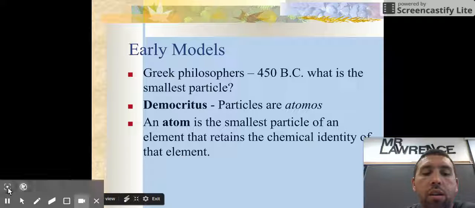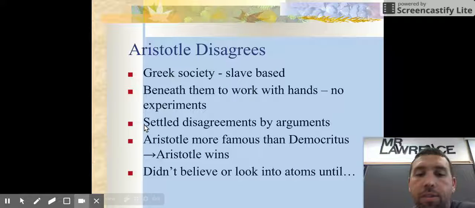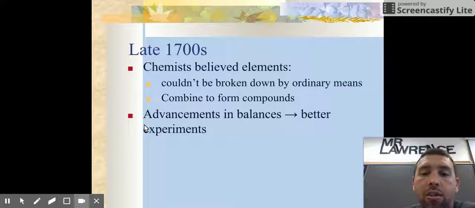And so now as we look on, we can see this guy Aristotle and Democritus disagreed. And in their slave-based culture, they didn't work with their hands. They did not perform experiments. And so Aristotle did not win because he had better facts or better proof. He won because he was a better arguer, and he was more famous. And because of that, we really didn't pay attention to the idea of atoms until about the 1700s.